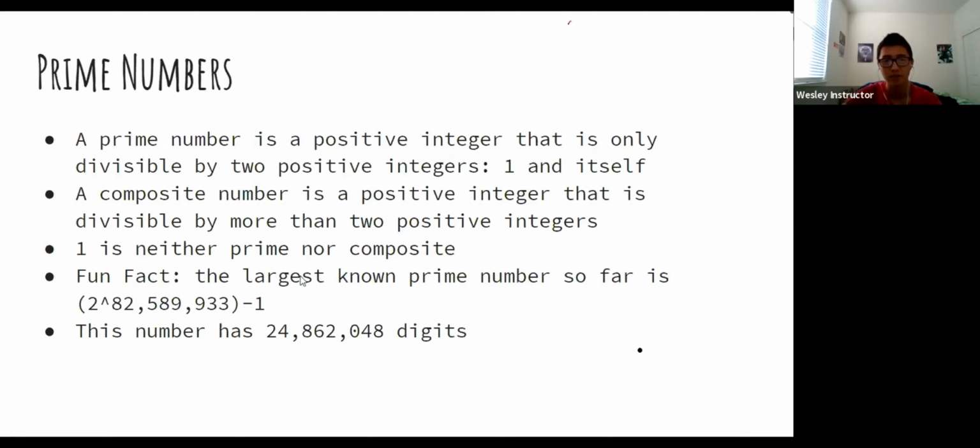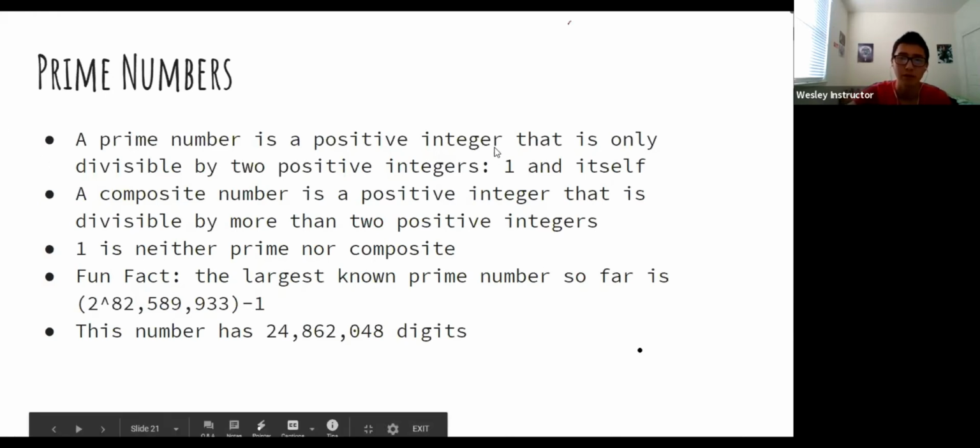And 1 is neither prime nor composite. So remember that. When I ask you for prime numbers, ignore 1. That means the smallest prime number is 2. In fact, 2 is the only prime number that is even, because every other even number is divisible by 2. So they're all composite.